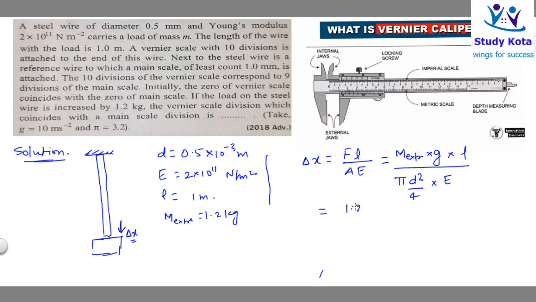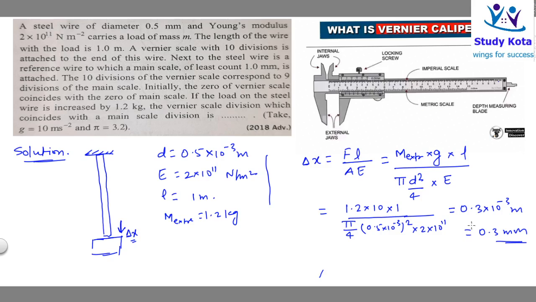So after putting it, 1.2 into g which is 10, L is 1 meter upon, okay, pi by 4, d is 0.5 into 10 raised to minus 3, square, Y has been given, into 2 into 10 raised to 11. Okay, after calculating this value, we are getting 0.3 into 10 raised to minus 3 meter, which can be written as 0.3 mm. So this is the extension. When you apply an external load, you will get an extension in the wire like 0.3 mm.